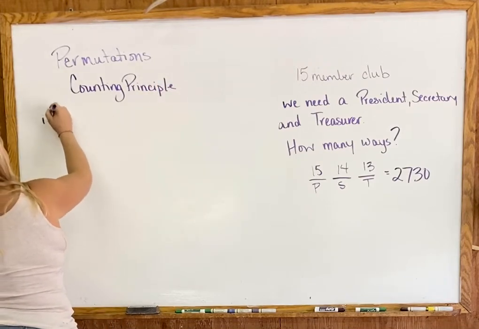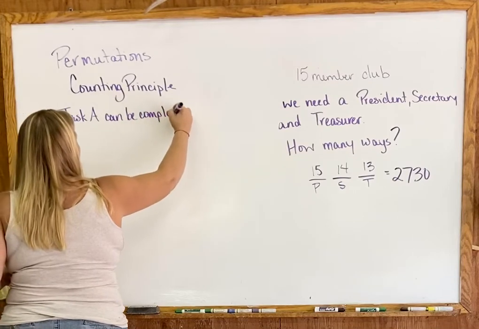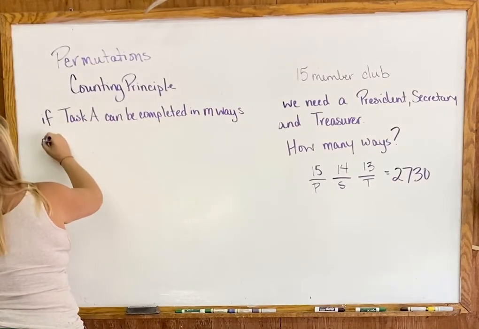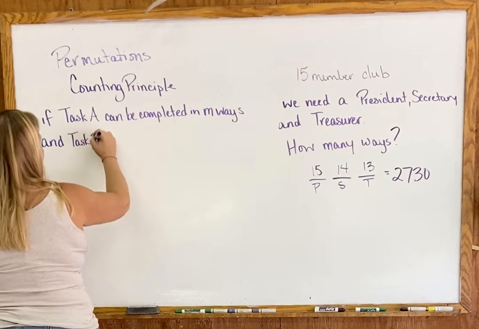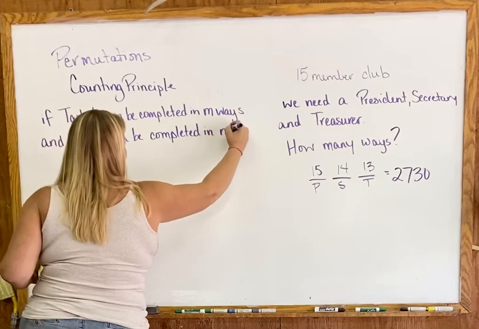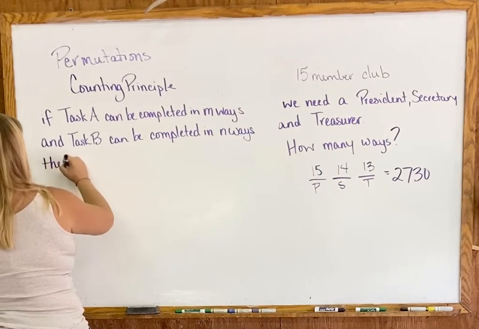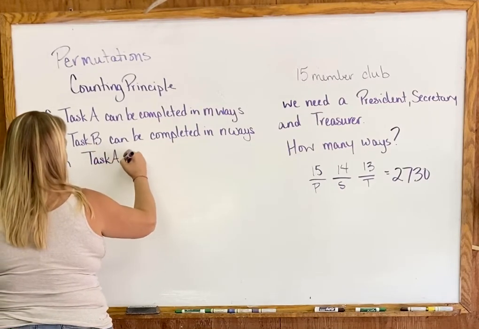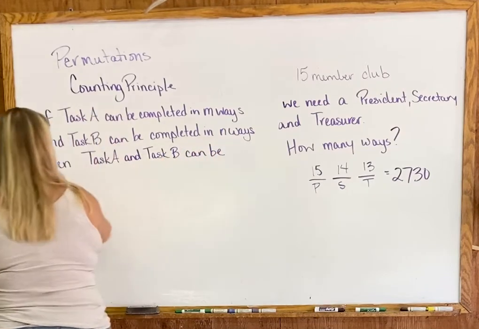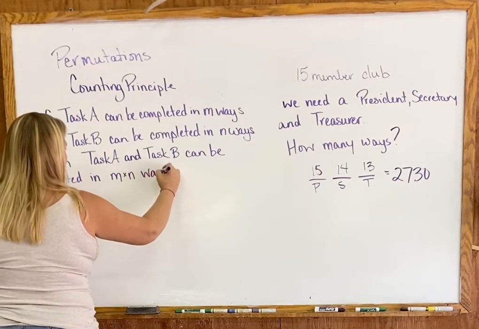And the counting principle says this: if task A can be completed in M ways, and task B can be completed in N ways, then task A and task B can be completed in M times N ways.